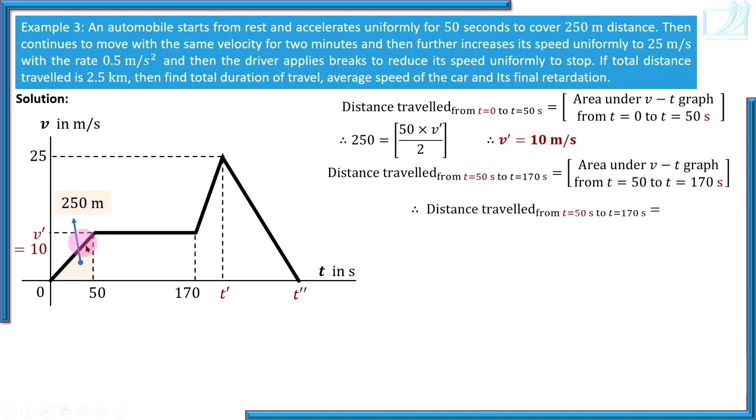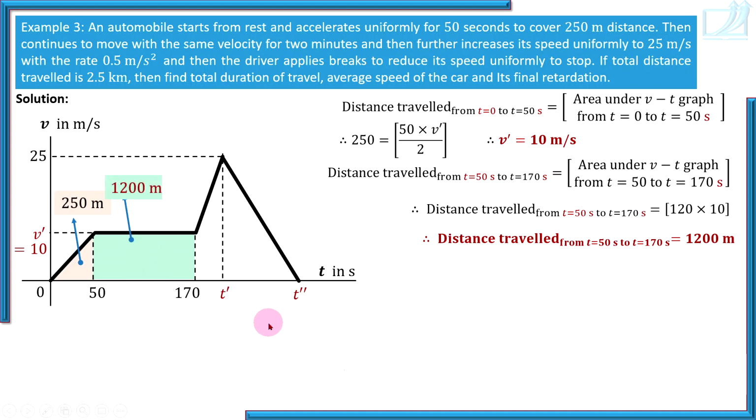So how much is that? This area: base is 120, from 50 to 170, and height is 10, and it is a rectangular area, so base into height. So this area we have found out. Area under the VT diagram during uniform velocity motion is 1200 meters.